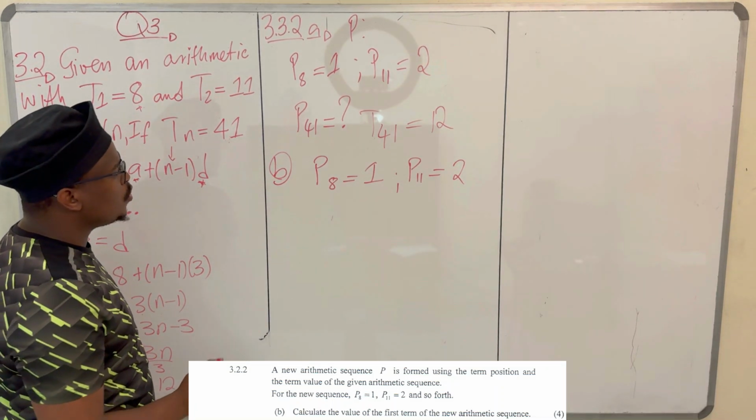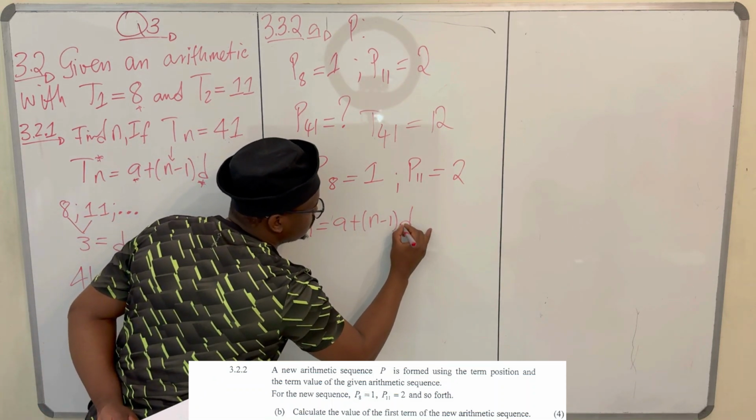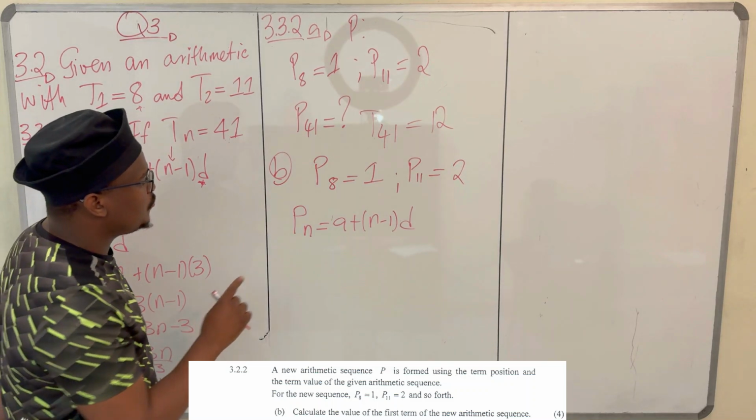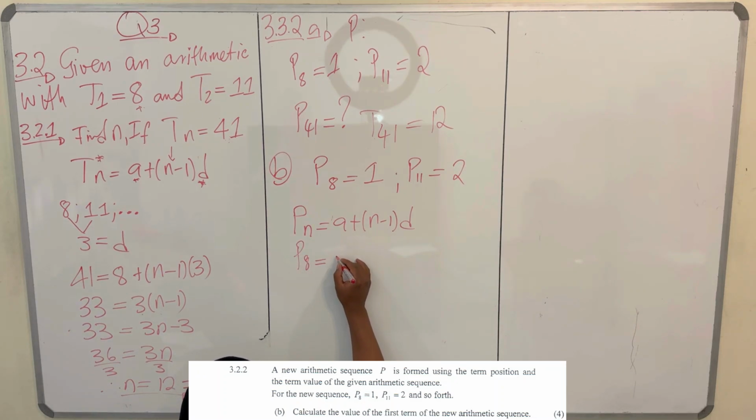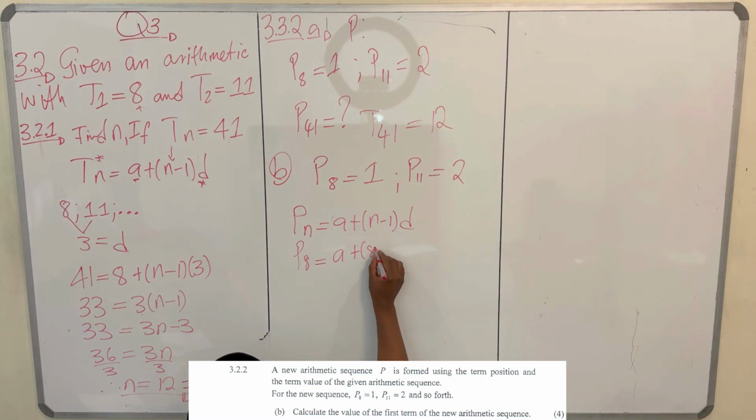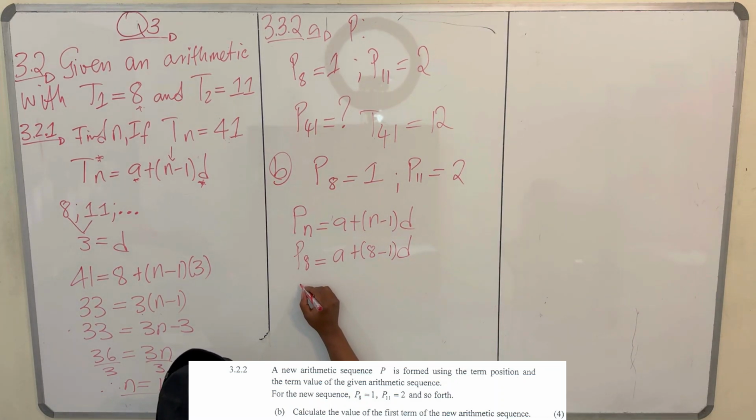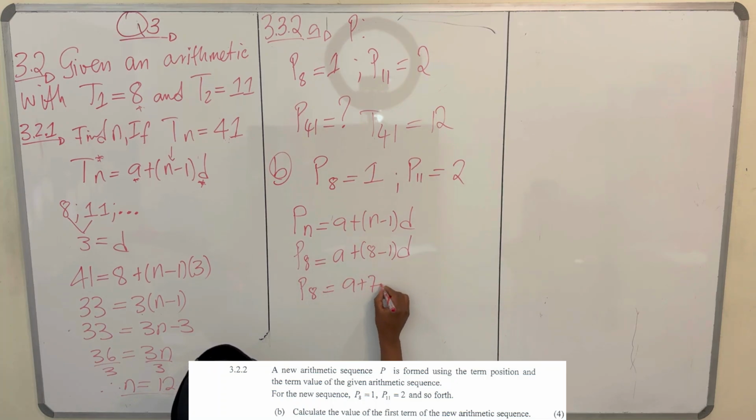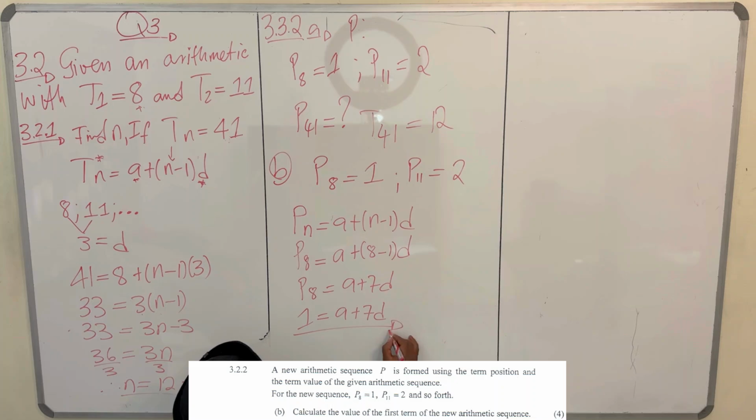No problem. We know that Pn is equal to A plus n minus 1 times D. So if we want to find P8, we put 8 here and 8 there. So P8 is equal to A, which is what we want to find because we want the first term, plus n, which is 8 in this case, minus 1 times D. D we don't know. So we say P8 is equal to A plus 7D. But we know P8 is 1. So we say 1 is equal to A plus 7D. So here's the first equation.